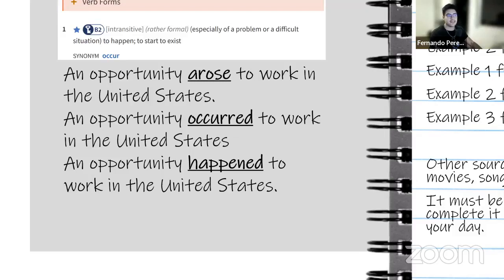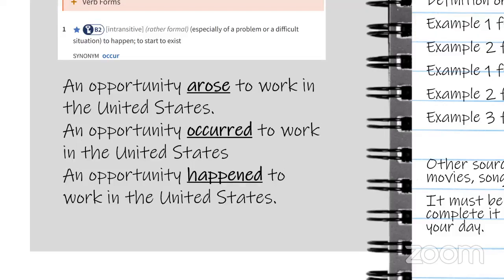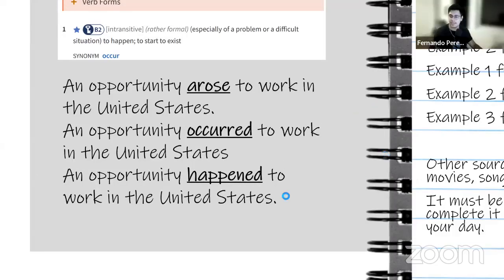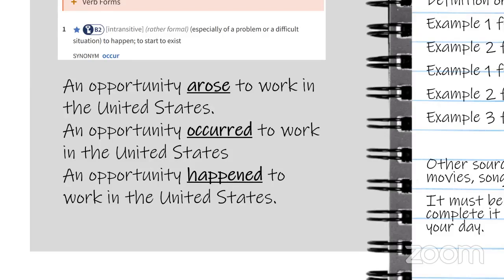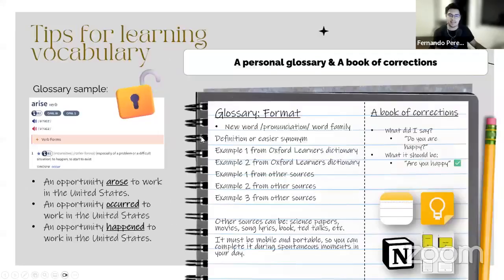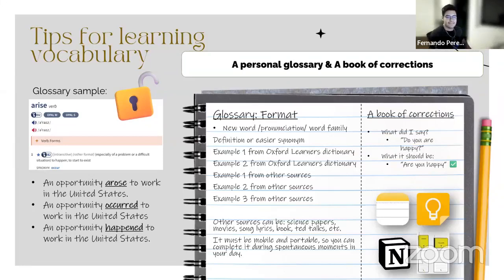Do you understand how to make this? How to build your glossary? Yes. That's the tip I recommend to do every time you have a very strange word, especially with phrasal verbs. Do this. This is the way you are going to memorize phrasal verbs, and this is the way you are going to memorize the difficult words.